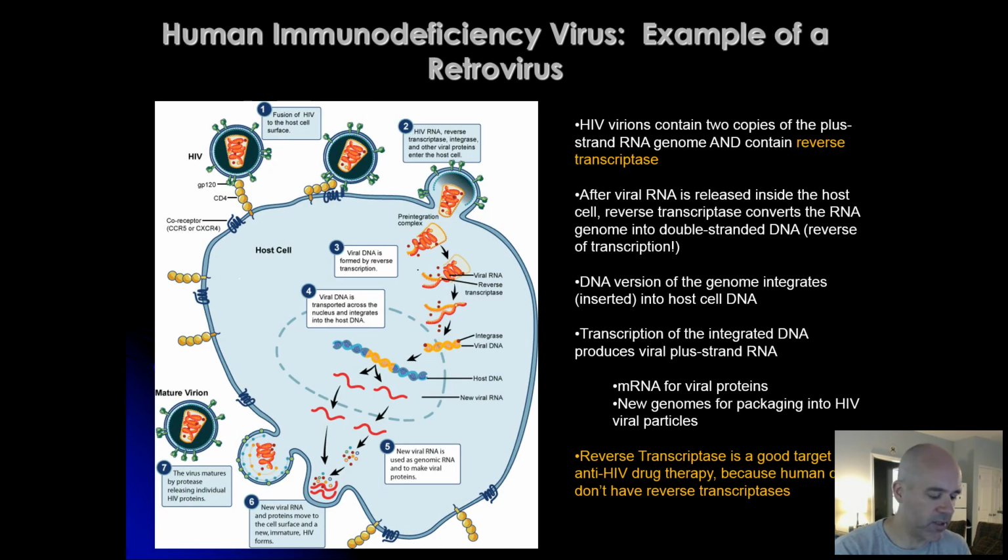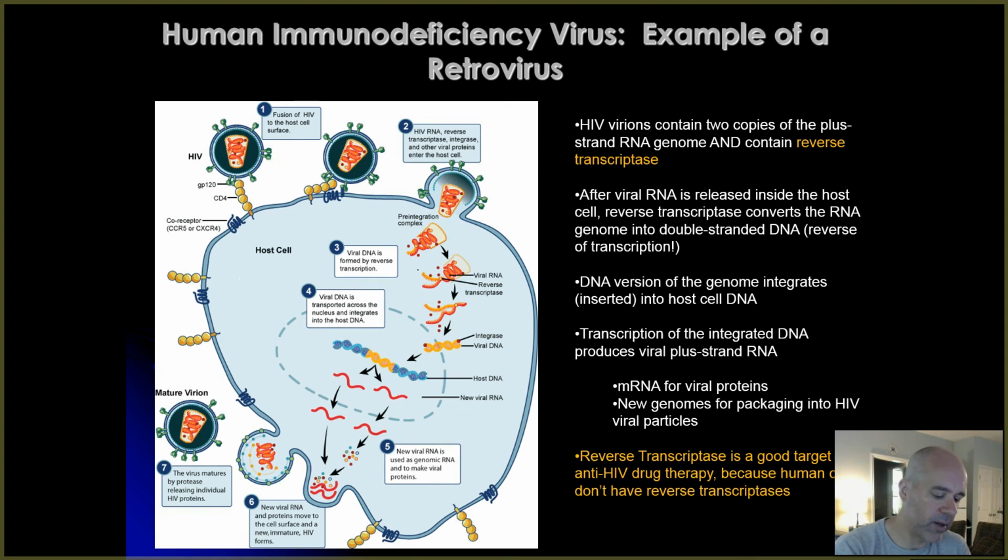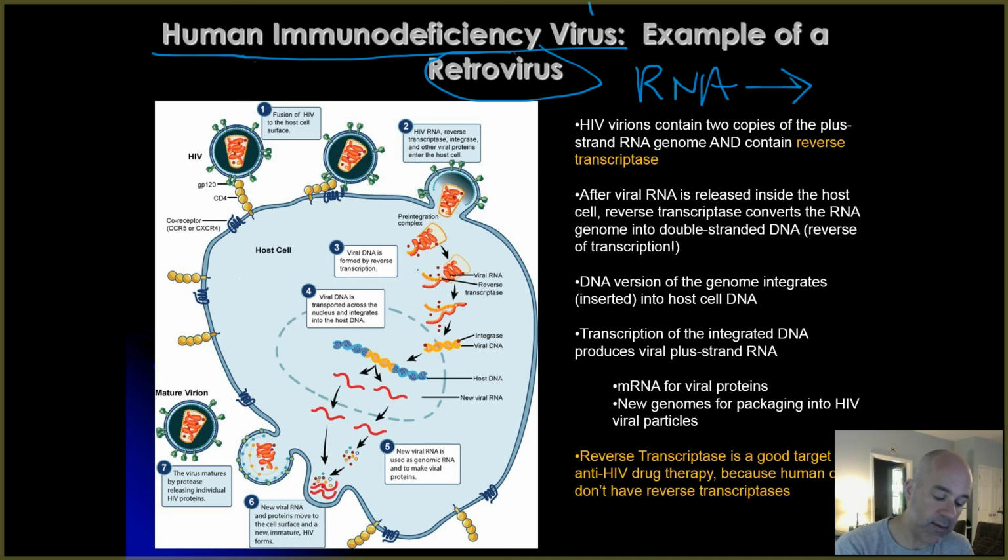Here's a nice little diagram which gives us some more information on HIV, human immunodeficiency virus, an example of a retrovirus. And again, retro, we're going backwards. So these are viruses that have RNA genomes, but they take those and convert them to double-stranded DNA after they enter their hosts, and that process is called reverse transcription.